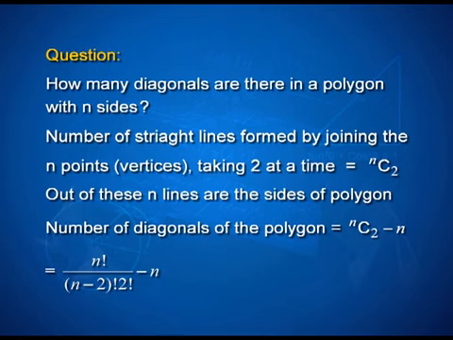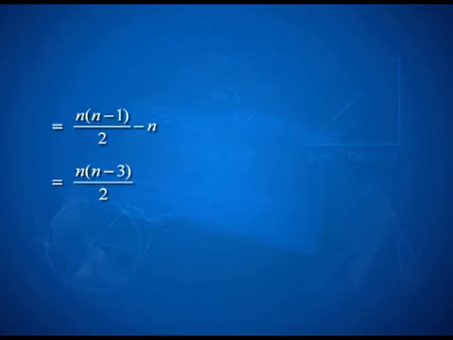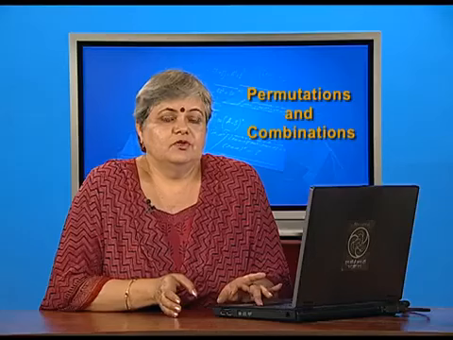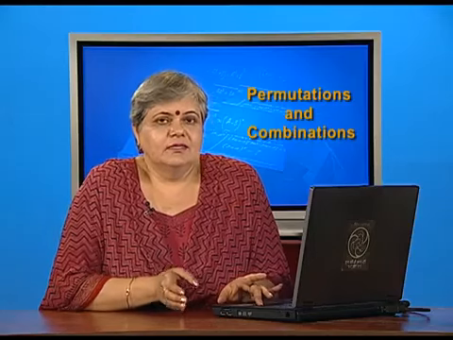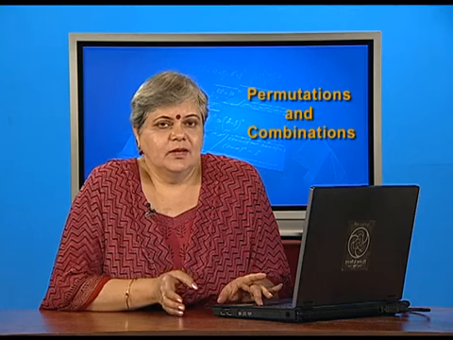So, the number of diagonals will be nC2 minus n. If you simplify this, it gives rise to a nice little result, n times (n minus 3) by 2, which you may use anywhere else as well to figure out how many diagonals a polygon with n sides will have.